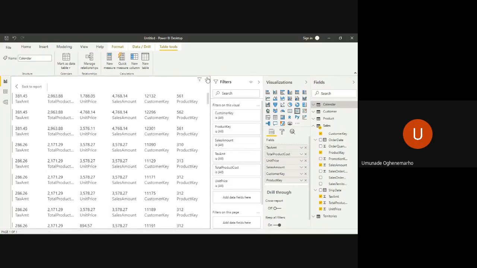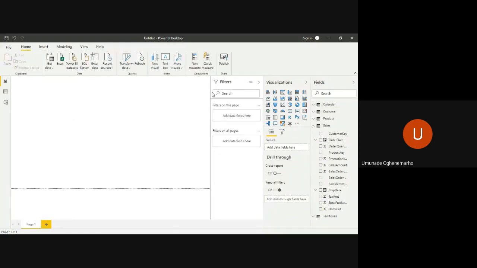So let me remove this and talk about the next. I hope you understand how the multi-row card works now.